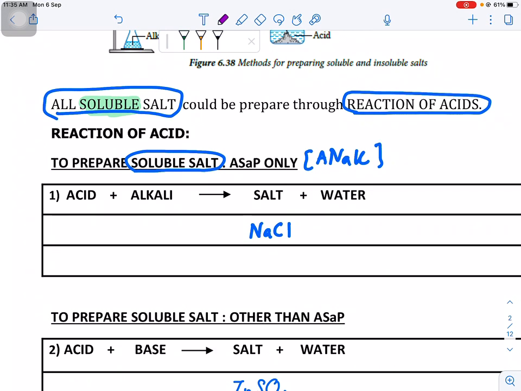Now we want to prepare sodium chloride. This is what I give to you. So how can we know what is the acid that we're going to use? We already know just now that when we are talking about soluble salt, we must have the acid, and the salt comes from the acid. When the salt is sodium chloride, it means the acid must also have chloride ion. So what is the acid? Can you guess? Yes, the acid is hydrochloric acid, HCl.